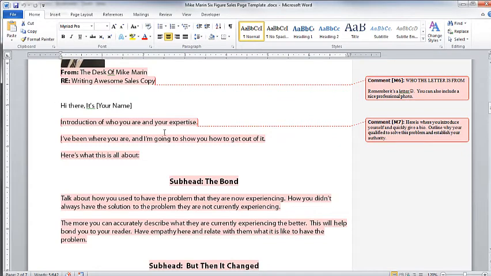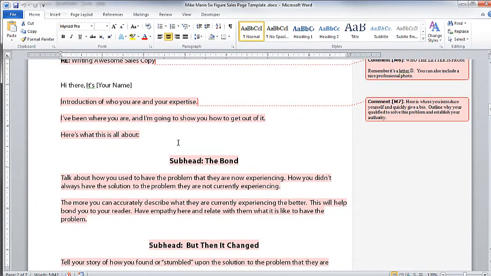I've been online for 5 years, or over the past 15 years I've been helping overweight women lose weight quickly, without crash diets or whatever. So just basically introduce who you are, quickly establish your authority. And then what I like to do is go immediately into the story. Say something like, but it hasn't always been like this.